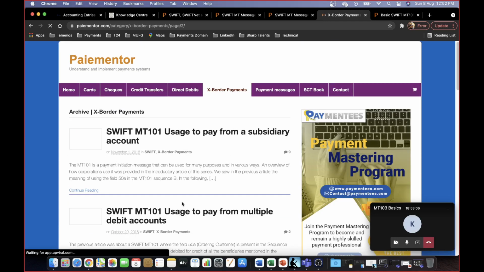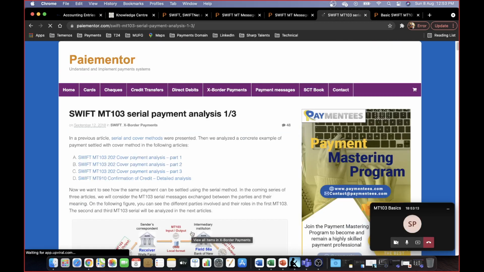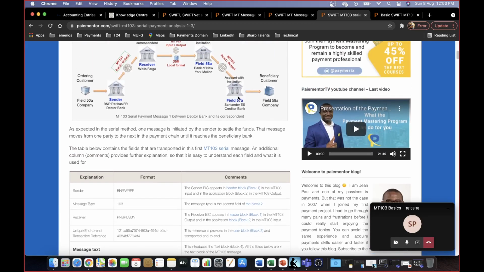Santosh, one question: who will be the ultimate beneficiary then? The ultimate beneficiary will be a customer of the bank. So let us take the example of this bank. The field 57, right?